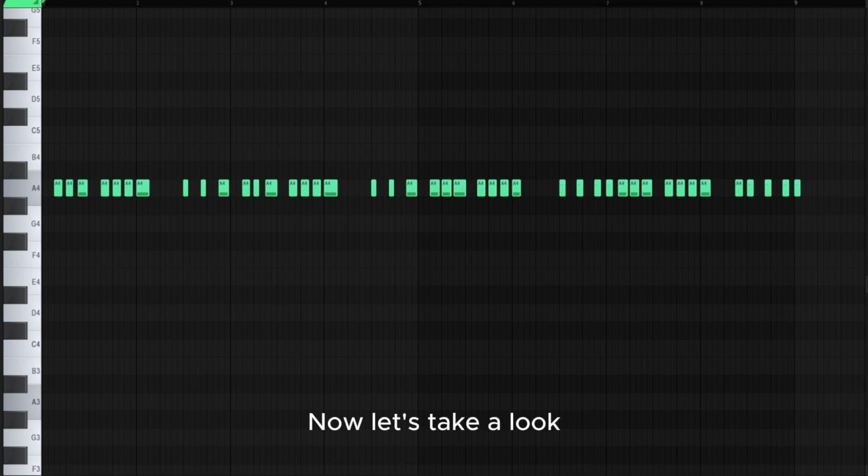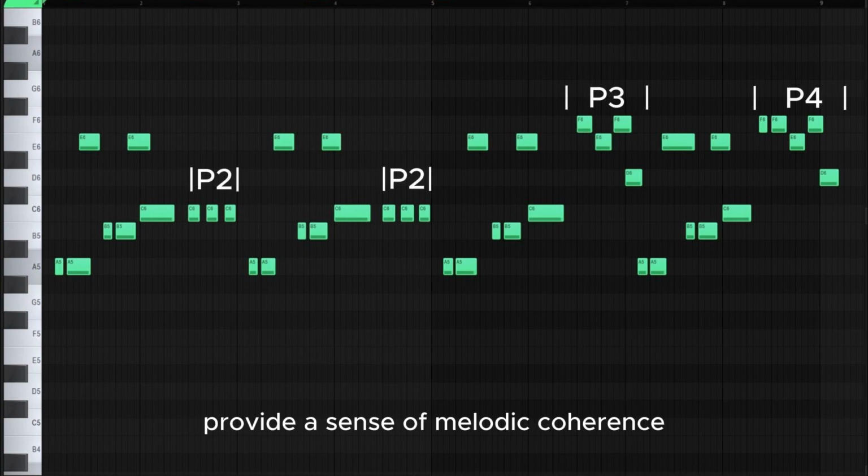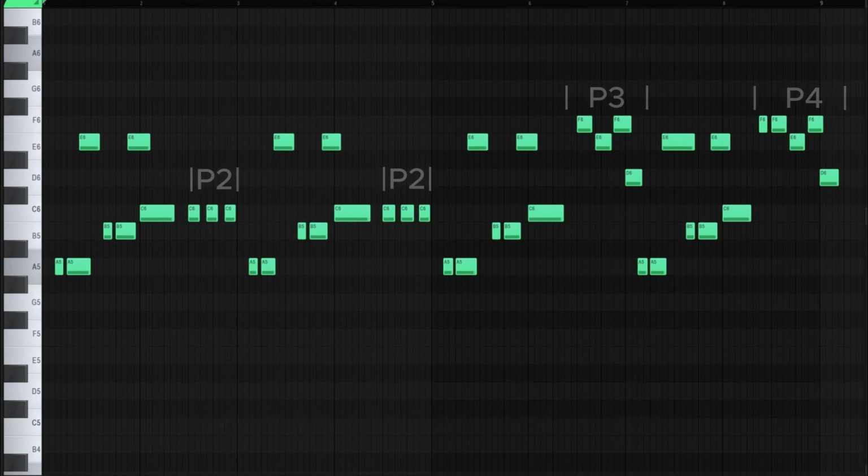Now let's take a look at the melody in its finished form with the contour notes in place. P2, P3, and P4 are a sequence that provide a sense of melodic coherence, as the multiple phrases incorporate the same rhythmic notes, but are played with different contours.